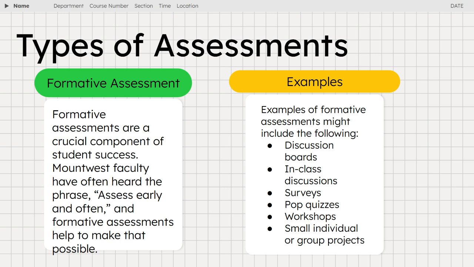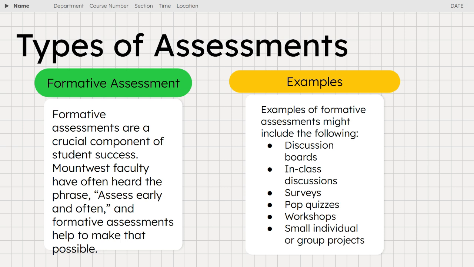Remember, formative is we're forming that information, we're forming that knowledge, we're kind of maybe at the beginning or the midway point, maybe right before the final, but we are not at that summative point yet. We are still forming our information. Formative assessments are a crucial component of student success. Mount West faculty have often heard the phrase, assess early and often, and formative assessments help to make that possible.